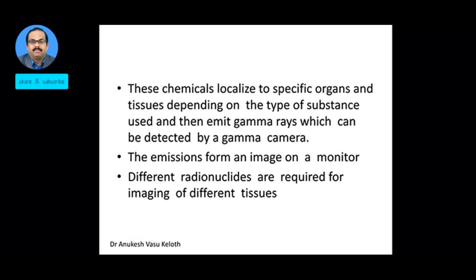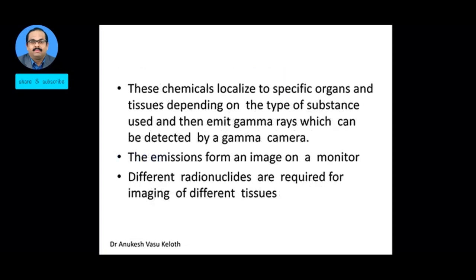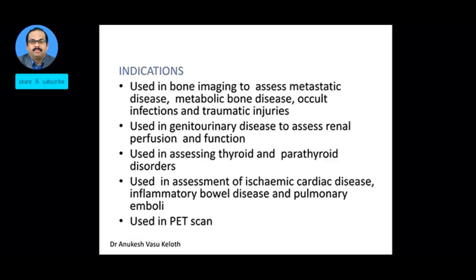So the emissions form an image on a monitor. Different radionuclides are required for imaging of different tissues. So this is the principle in a nutshell. A radioactive element is combined or complexed along with a radiopharmaceutical agent and then administered to the patient. The chemical localizes to a specific organ or tissue, and then it emits the gamma rays, which is captured by the gamma camera, and these emissions are then converted into an image on a monitor.